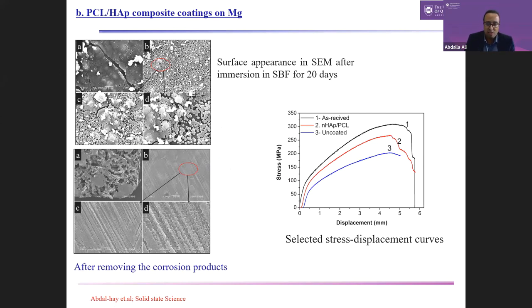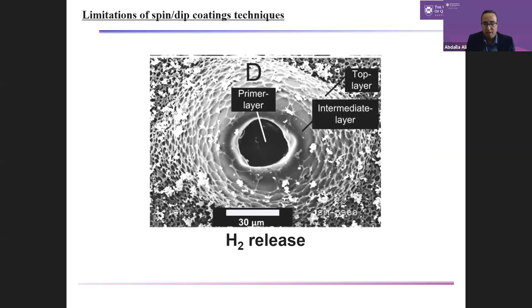We investigated XRD and EDS to show the composition of the formed layer after immersion in simulated body fluid. Also, after removing the corrosion products, we can see uniform corrosion on the surface compared to the very harsh or rapid degradation on the neat samples.